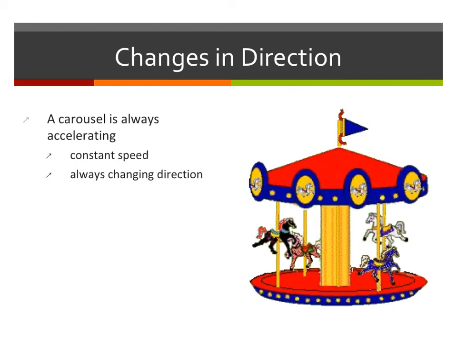Now we said that velocity is a vector, meaning that it has both speed and direction. So if you imagine a carousel that's moving around at a constant speed, you may think that the horses are not accelerating because they're moving at a constant speed, but the horses are always changing direction. Therefore, the horses are actually accelerating because their direction is changing.